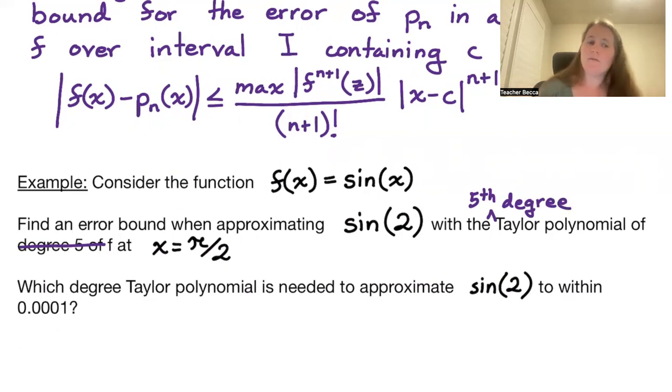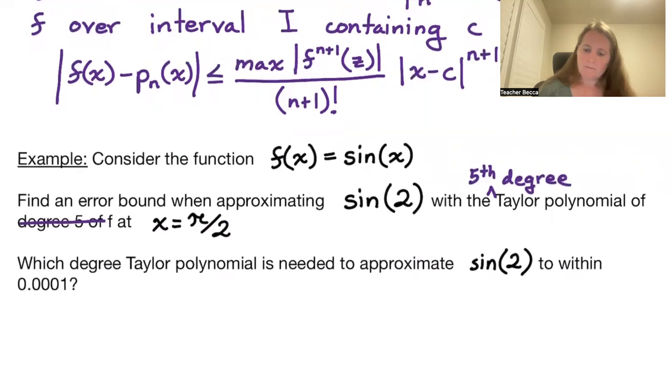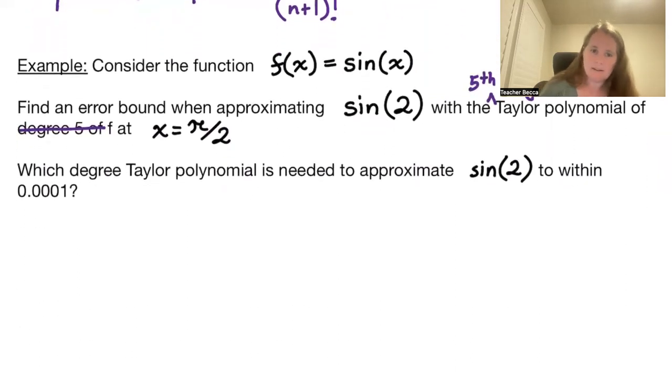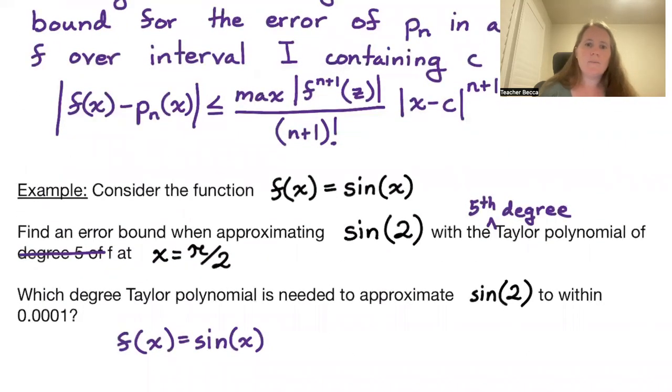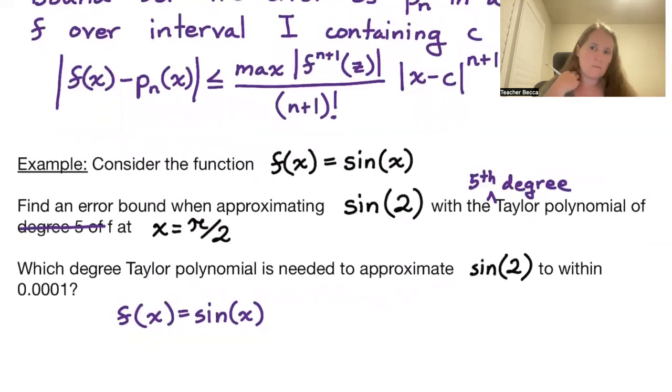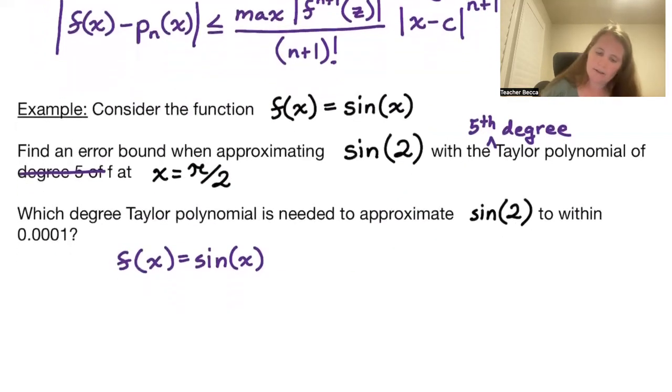And then after that, our job is to figure out which degree Taylor polynomial is needed to approximate sine of 2 to within 0.0001, so to within 1/10,000th. So in this case, we have our f of x. We are trying to approximate the error at 2. I should specify we're looking at x equals pi over 2, so our c is pi over 2.